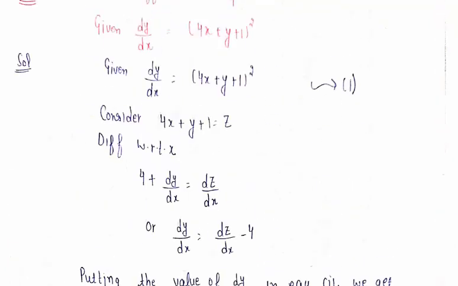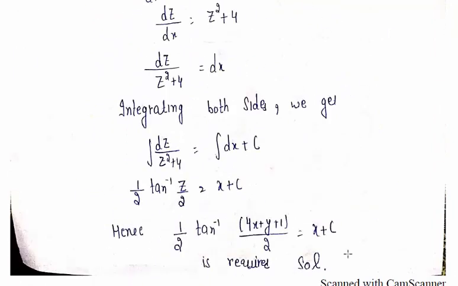At last we put the value of z. The value of z is 4x plus y plus 1. So after putting the value of z, that is our required solution.